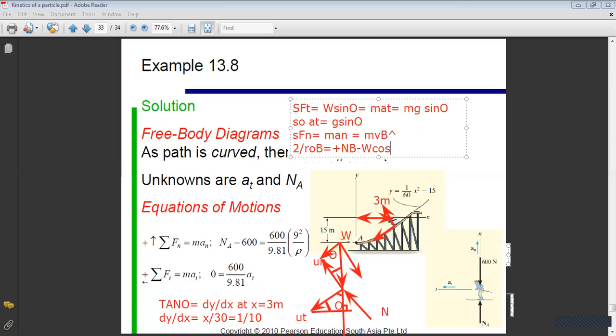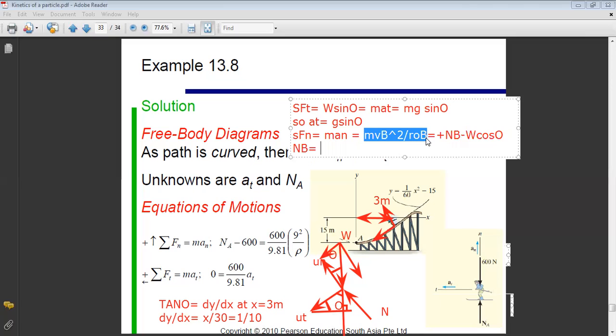So it's equal to plus N at point B minus W cosine theta. Okay, so your normal reaction here, N_B, will be equal to m v square over rho plus W cosine theta. Okay, so m v square over rho plus W cosine theta. And in this way, we solve for the normal reaction.